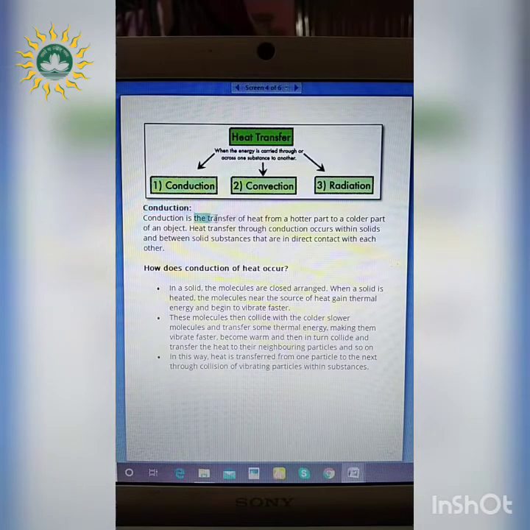Conduction is a transfer of heat from a hotter to a colder part of an object, and it occurs within solid substances that are in direct contact with each other. This part is very, very important. That means what? We all know the transfer of heat is happening from hotter to a colder object. But in conduction, especially solid substances are involved, and we have to keep in mind that these two substances should be in direct contact with each other.